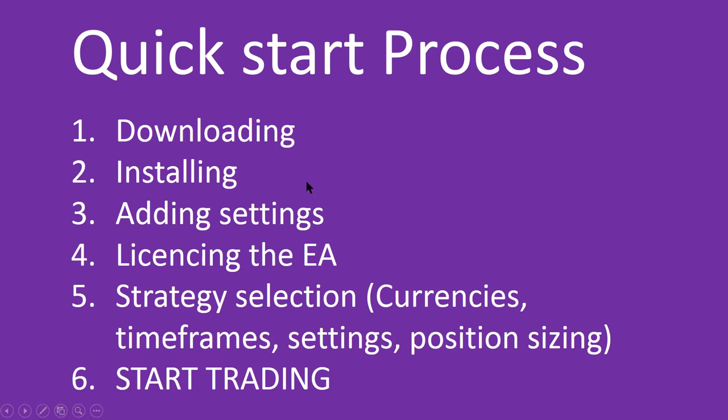So the process covers downloading the EA, installing the EA on your MetaTrader platform, adding the settings which we provide, and licensing the EA, because all our EAs are licensed. They are licensed for 2 computers. You can use them as many times as you want on as many platforms and as many accounts as you want, as long as you don't use more than 2 computers.